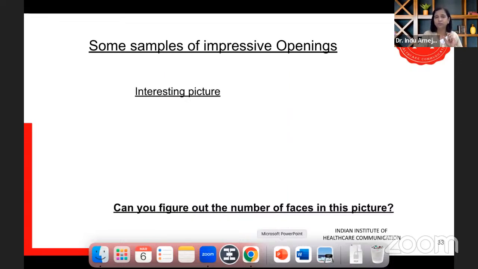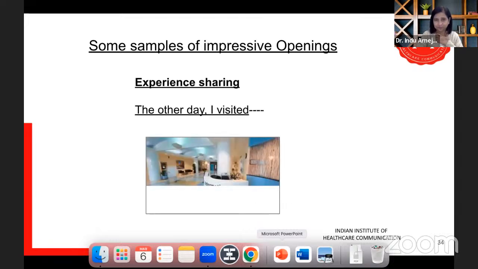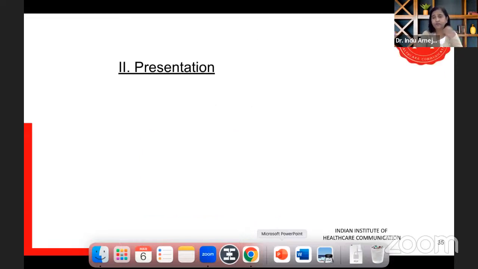and align them with you. Or you show them a picture and ask, how many faces can you see in this picture? Again, they will start observing, and somebody will say one, somebody will say two, somebody will say three. Automatically, you have been able to capture their attention. Or share some experience that you had, you visited some place, or you liked it very well. Even that's a good way of starting.